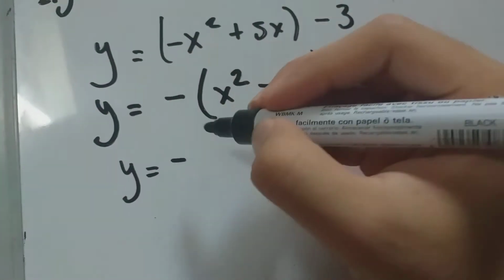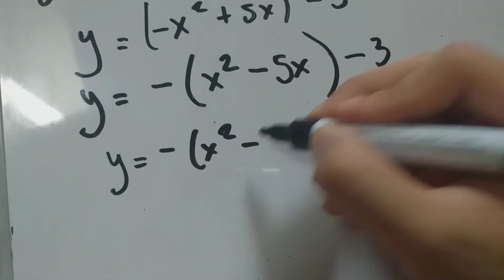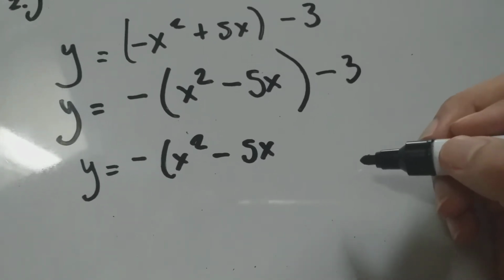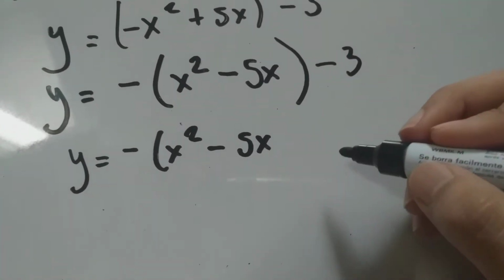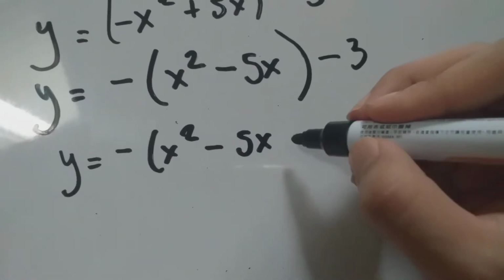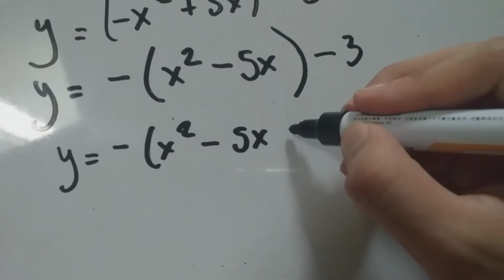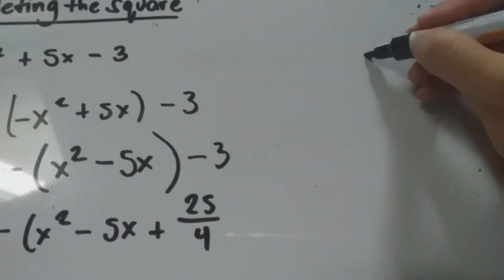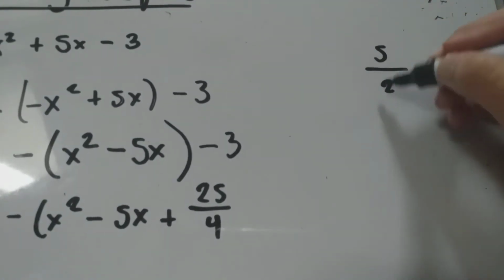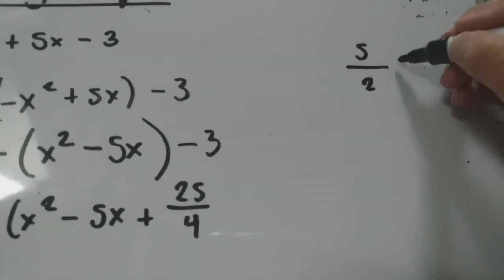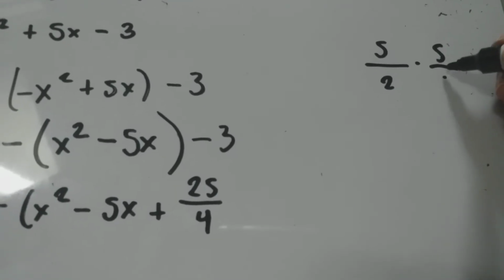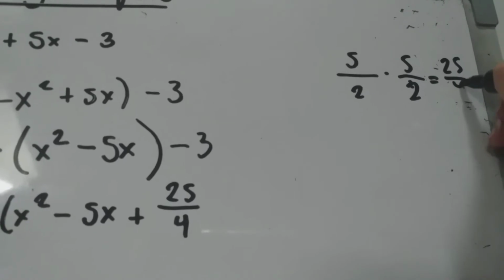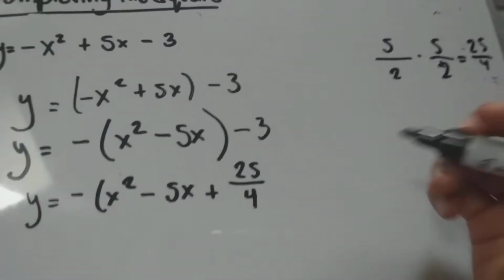So it becomes x squared minus 5x. 5 divided by 2 is 5 halves. You can't really do anything about that. So 5 halves squared is 25 over 4. We get plus 25 over 4. This is b over 2 again. 5 over 2, because you can't simplify that, you just square it. So 5 over 2 times 5 over 2 is equal to 25 over 4. Just 5 times 5, 2 times 2.